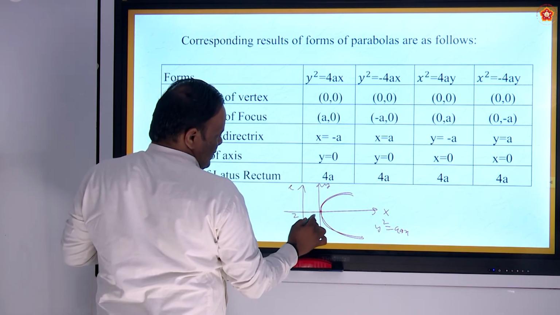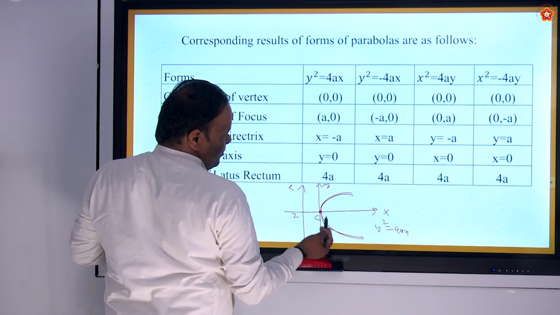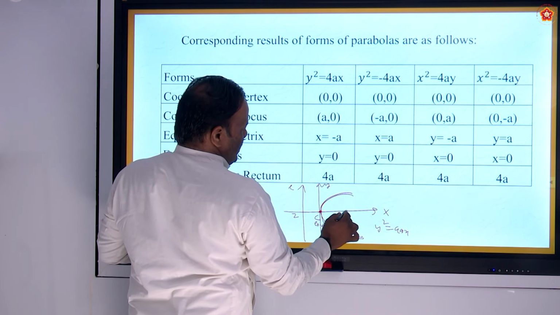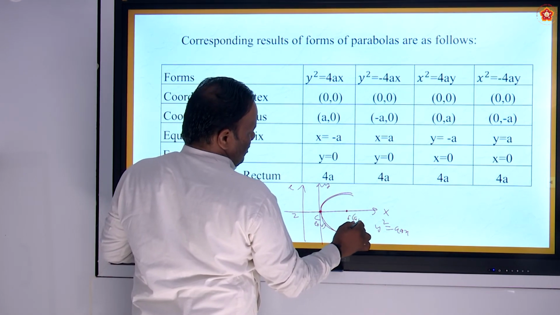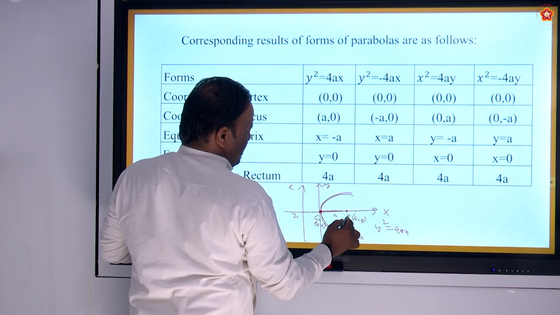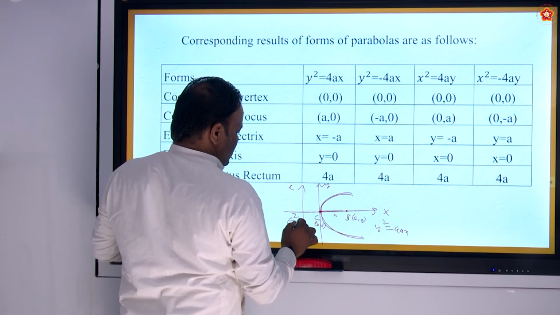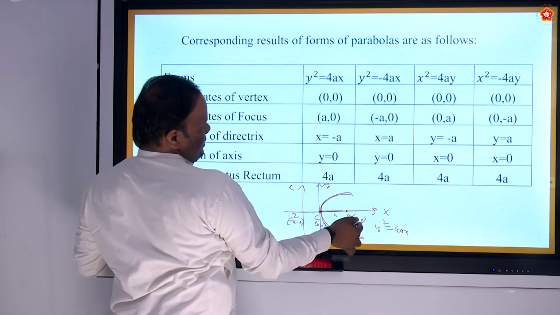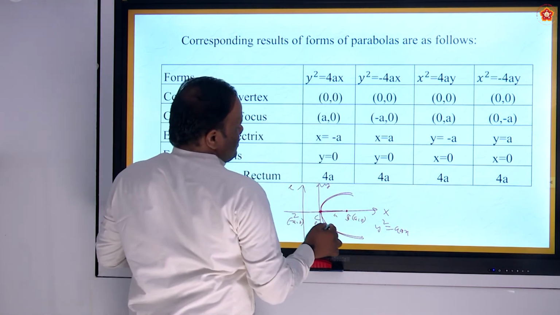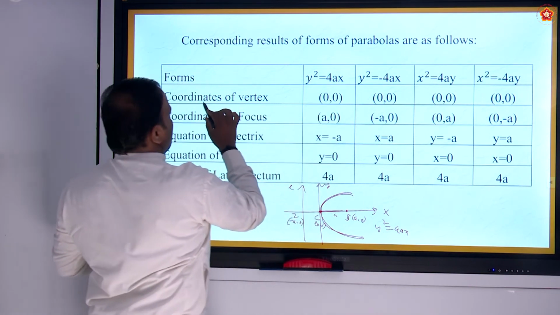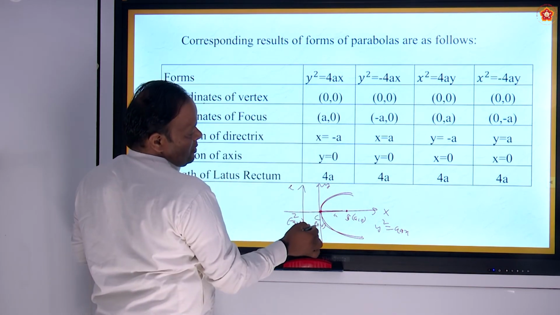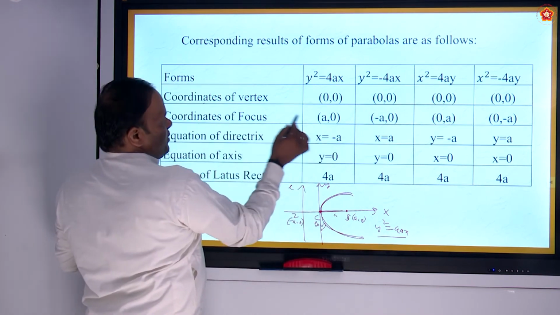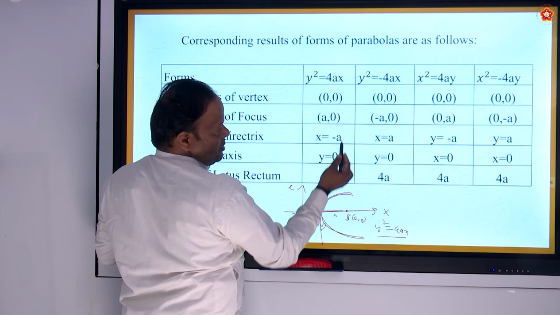You take Z here, you take C here, or take O, whatever it may be. This becomes origin 0 comma 0. You take the focus here, a comma 0, and this is minus a comma 0. Observe the first table form: y square equal to 4x. For y square equal to 4x, the coordinates of the vertex is 0 comma 0 always. This type of parabola, and coordinates of the focus is a comma 0.